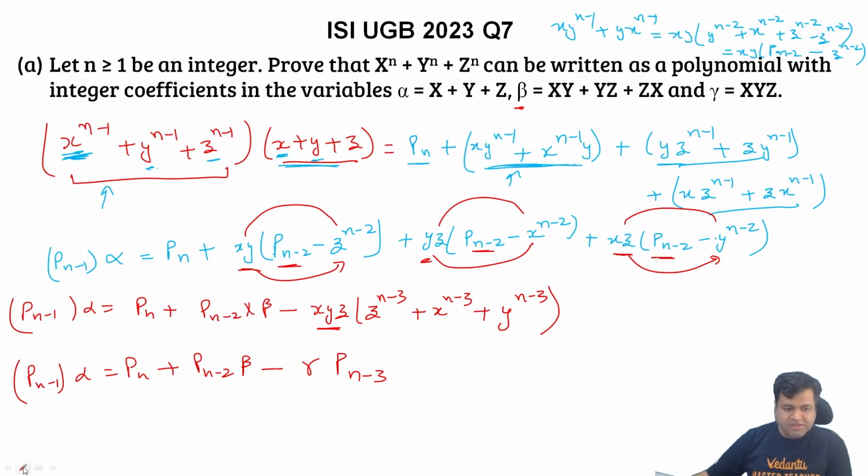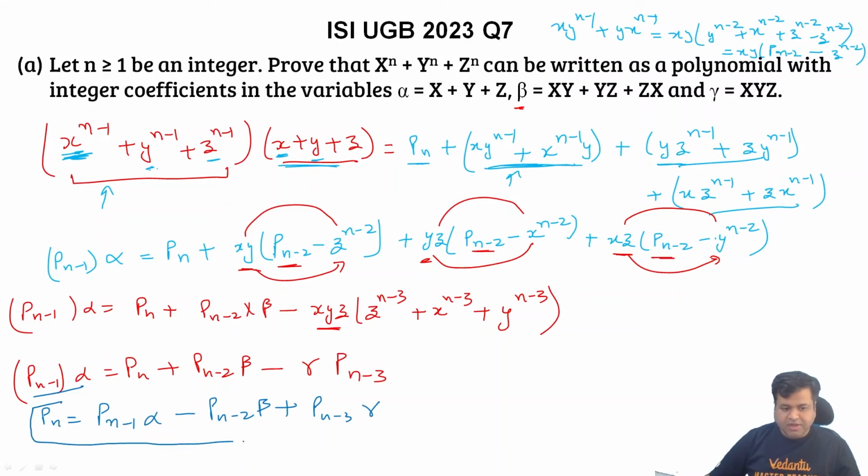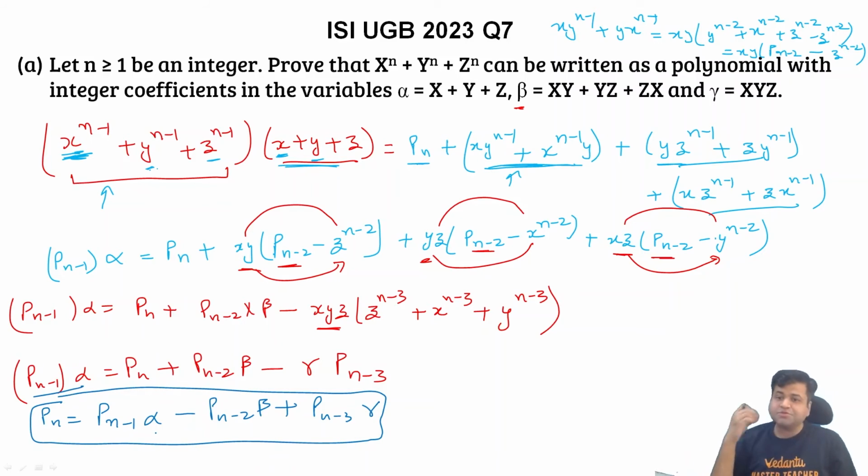And we can say, now from here we have solved for Pn, and Pn is equal to, Pn minus 2 beta, sorry, Pn will be equal to Pn minus 1 alpha minus Pn minus 2 beta plus Pn minus 3 gamma. So we have written Pn in terms of the previous 3 terms Pn minus 1, Pn minus 2 and Pn minus 3.